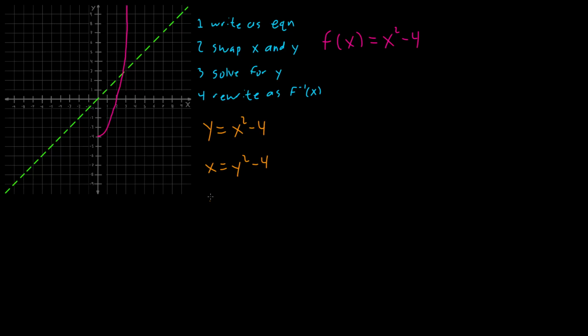Solve for y. All right, first I'm going to swap the sides. So I'm going to say y squared minus 4 equals x. And I want to isolate away the constants. Plus 4, plus 4. We've got y squared equals x plus 4. Now we've got to take the square root of both sides, and we're going to end up with y equals square root of x plus 4.